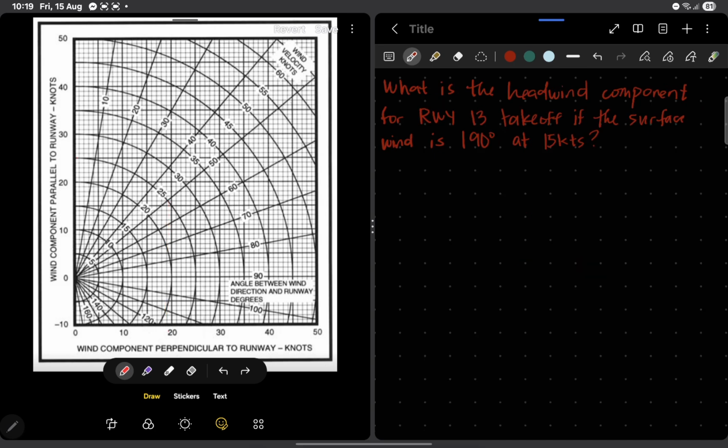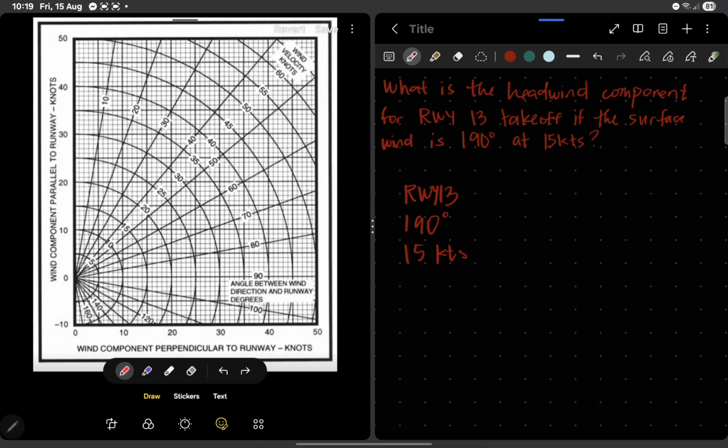Okay, moving on. It's the same thing for your headwind component. So we have this problem now. What is the headwind component for runway 13 takeoff if the surface wind is 190 degrees at 15 knots? First, you need to write down your given. So we have runway 13. We have wind at 190 degrees, this is our heading of the wind, and then at 15 knots.